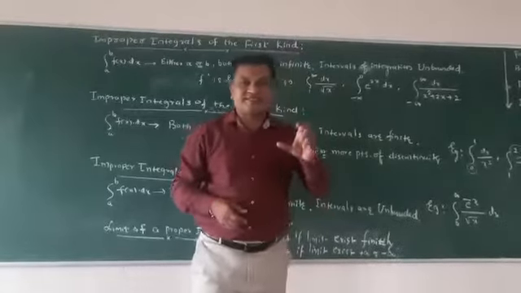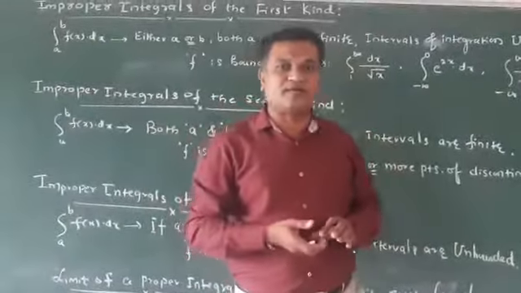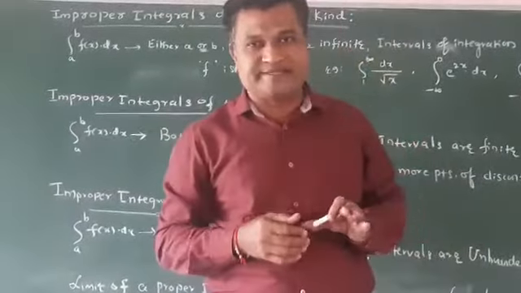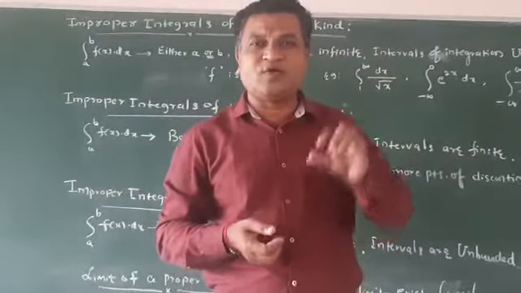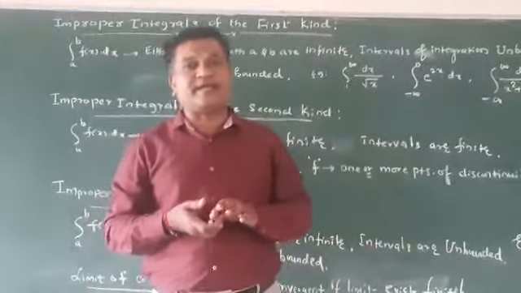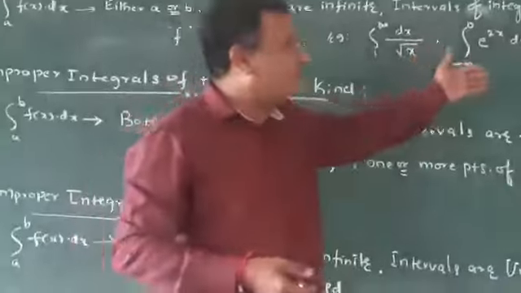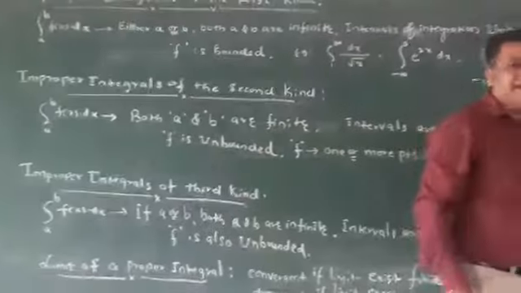So in the previous class we have discussed improper integrals, a few definitions. Okay, so what are those? Finite and infinite intervals. What is that? In finite intervals, the lower bound and upper bound limit values are finite. If the lower bound and upper bound are infinity, it is an infinite interval.